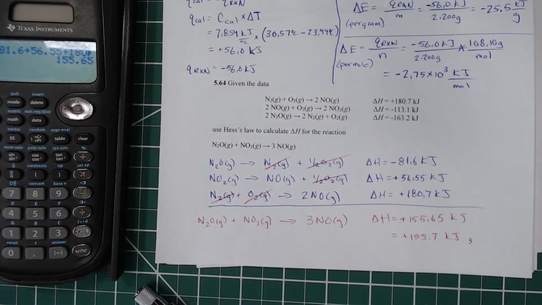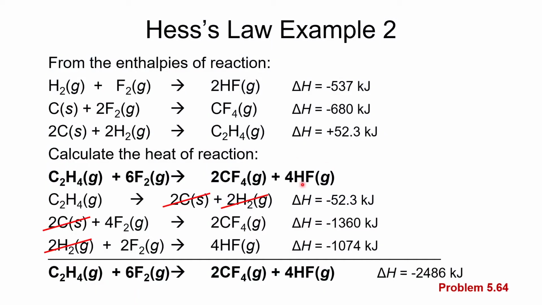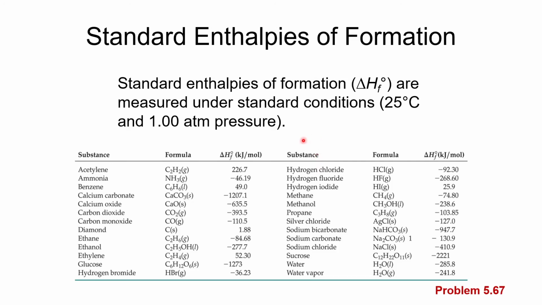I definitely recommend practicing a lot with Hess's law so that you get good at it. So let's switch back, and we're going to look at the concept that's called enthalpy of formation. The enthalpy of formation is defined as the enthalpy change for a reaction in which a compound is made from its constituent elements in their elemental forms. What that means is it is the enthalpy to form the substance from their elements in their elemental forms.